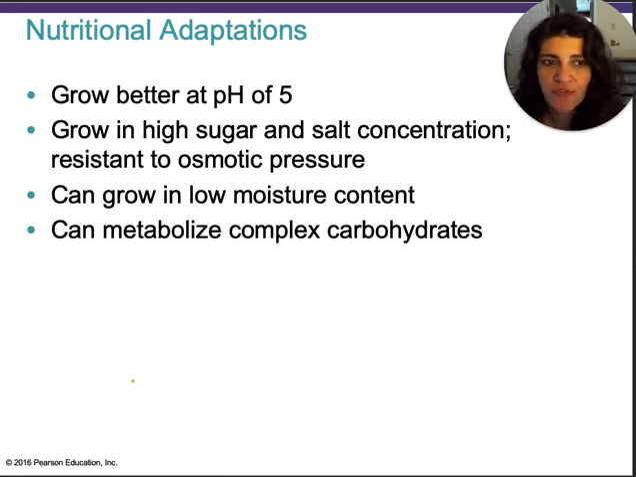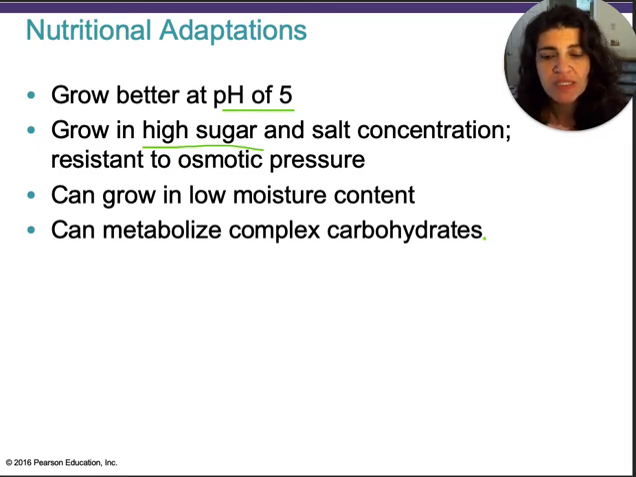Other features of fungi that we didn't mention. They love acidic pH. They grow really well in high sugar or high salt concentration. That's why a lot of times, when you leave food out of the fridge, first you see fungi growing and then you will see bacteria, because fungi grow much easier in something that is not too wet or that has a lot of salt or a lot of sugar.